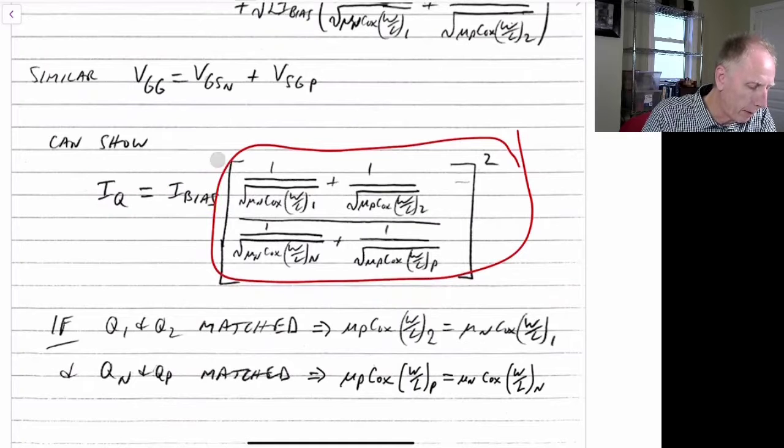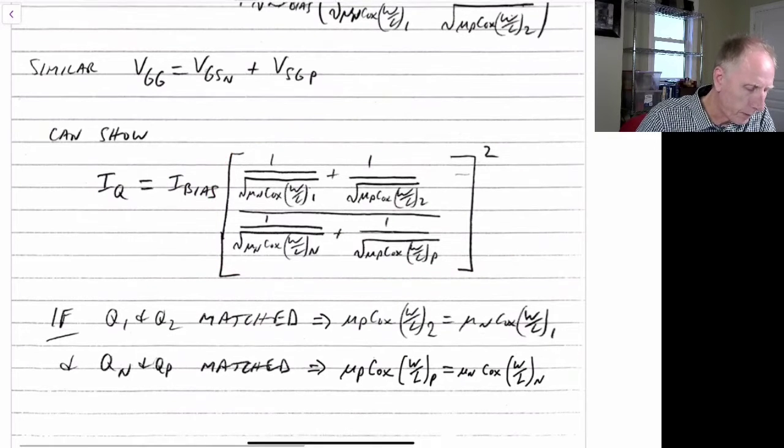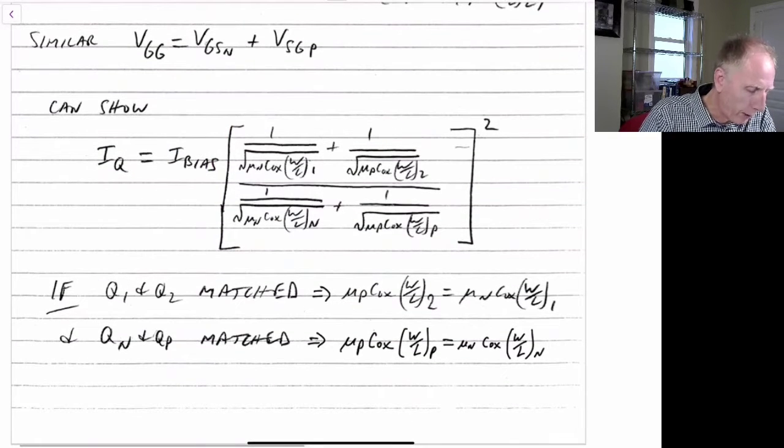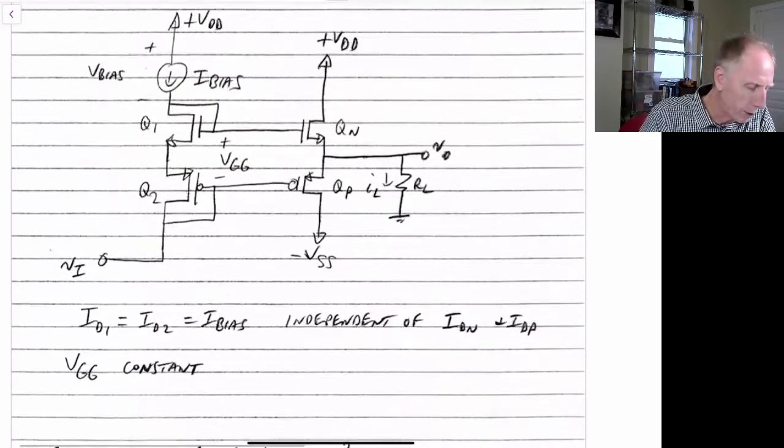So it's combining the above equations. Now, if we assume that Q1 and Q2 are matched, so we've matched the mu n Cox with the length of this transistor with the mu n Cox with the length of this transistor.